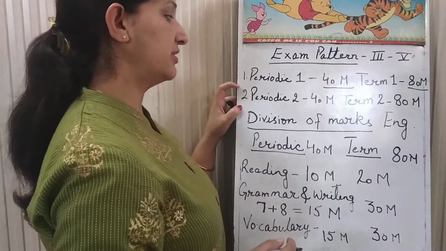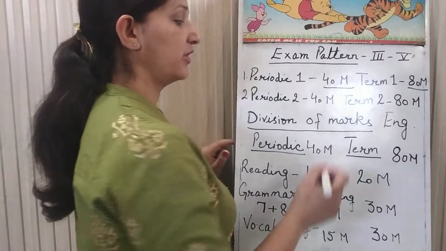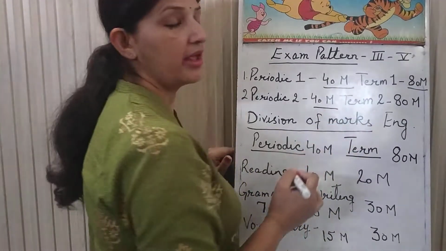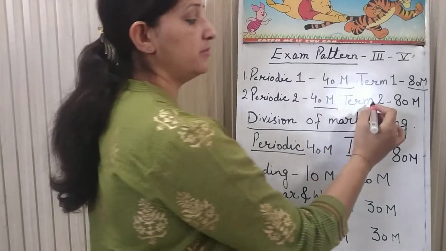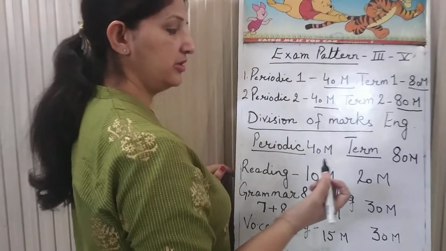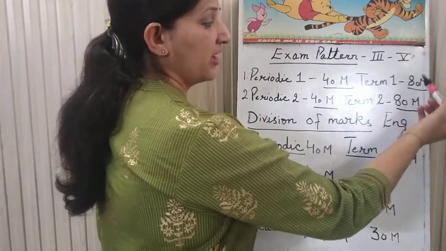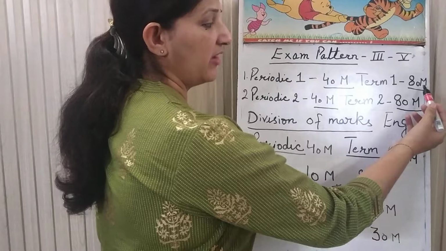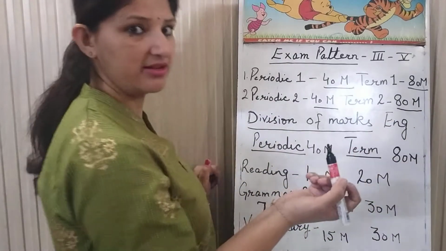In this, we are preparing the child for periodic 2, which is again for 40 marks, and then later on for term 2, which is again of 80 marks. Now you will see that in term 1 or term 2 we are having an 80 marks paper, but the result is out of 100 marks.